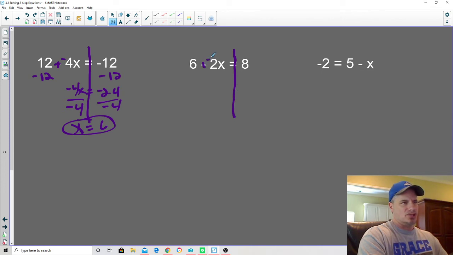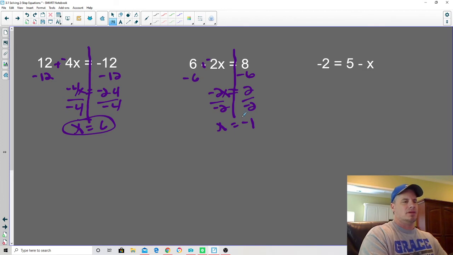Almost through. I'm going to keep it, change it. Subtract 6 from both sides first. You get 2, and over here you get a negative 2x. Divide by negative 2. X equals, when you divide a positive by a negative, you get a negative. X equals negative 1. You can always put that back up there. Negative 2 times negative 1 is positive 2. Positive 2 plus 6 is 8. It works.